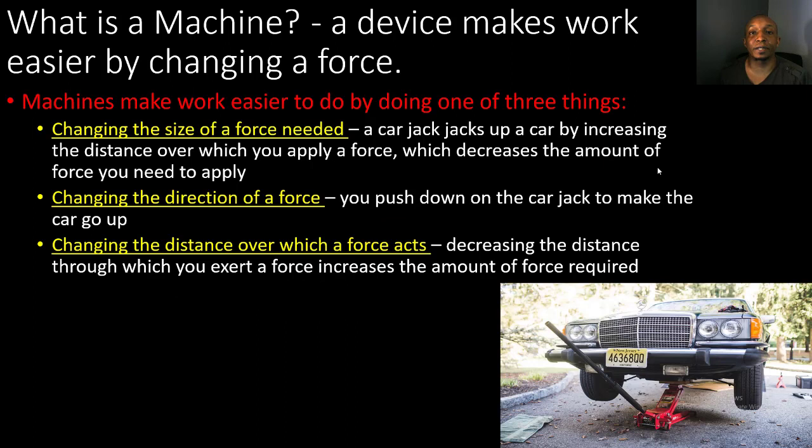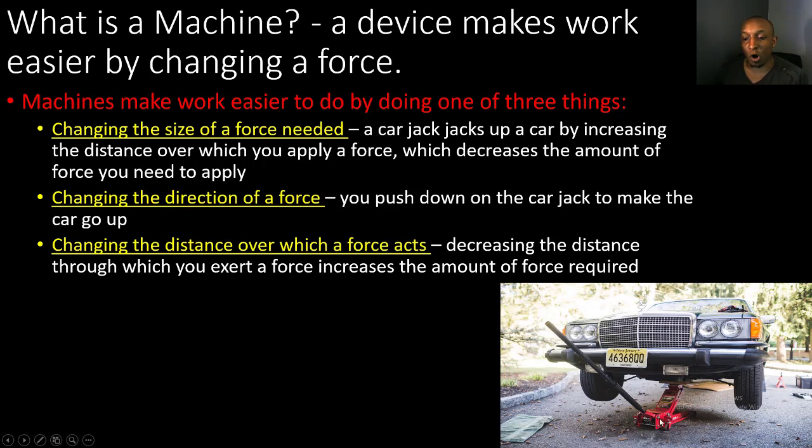So what is a machine? A machine is a device that makes work easier by changing a force. Machines make work easier to do by doing one of three things. They can change the size of a force needed. So for example, a car jack jacks up a car by increasing the distance over which you apply a force, which decreases the amount of force you need to apply.